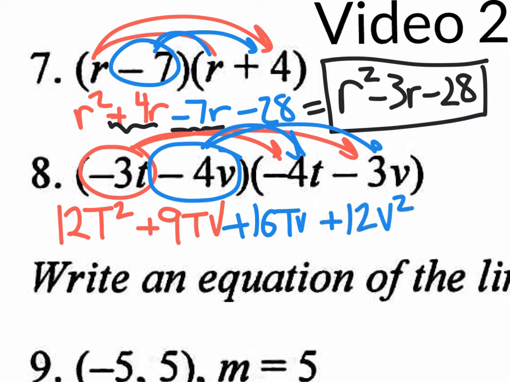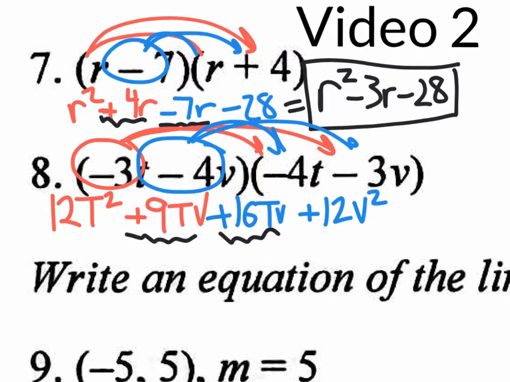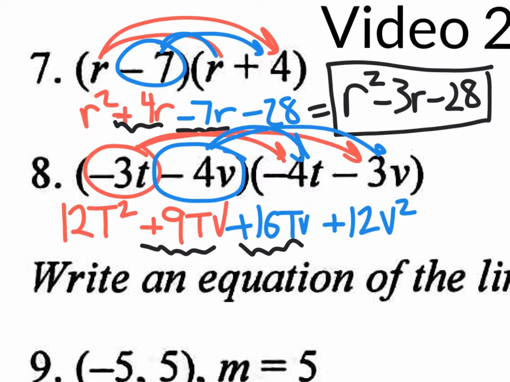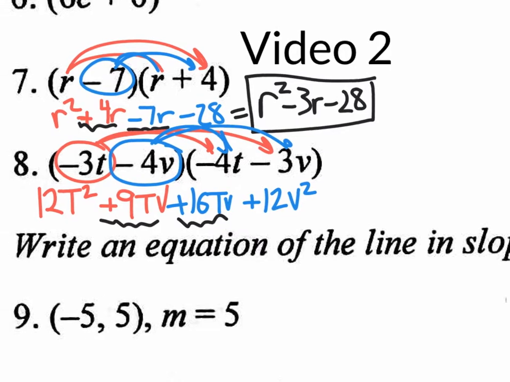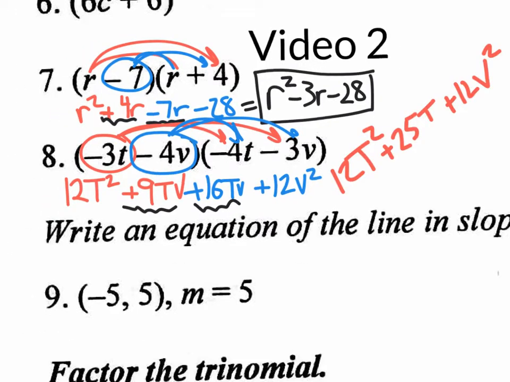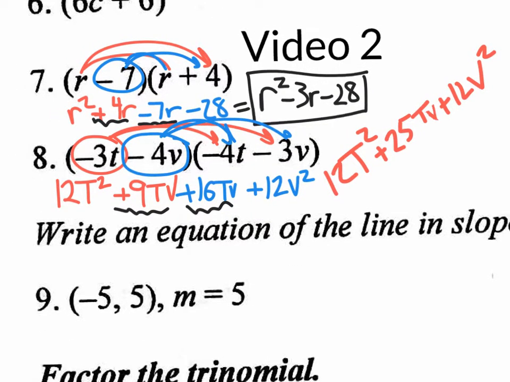The only other thing you could do is combine the middle terms because they're both TVs. If you have 9 TVs and 16 TVs, you watch too much TV. That's a total of 25 TV. Whoa, what's going on here? Hold on. So, let's write our final answer for number 8 right here. There's the answer. 12t squared plus 25tv plus 12v squared. Moving on.